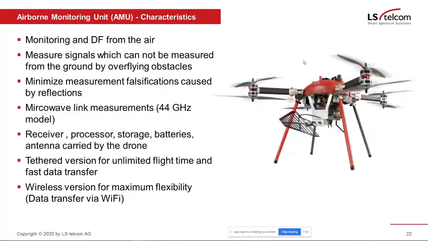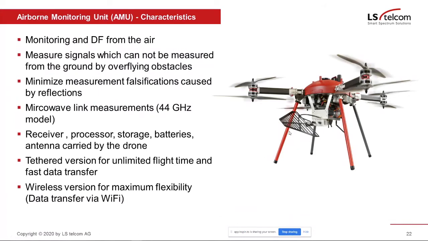Then to our drone-based system, the airborne monitoring unit. It's a fully integrated system. So everything, the processor, storage, receiver, is carried by the drone. And you can attach different antennas, like you can see here, a log periodic antenna, which can also be turned in polarization direction. For the drone-based monitoring unit, what is the use case for it?